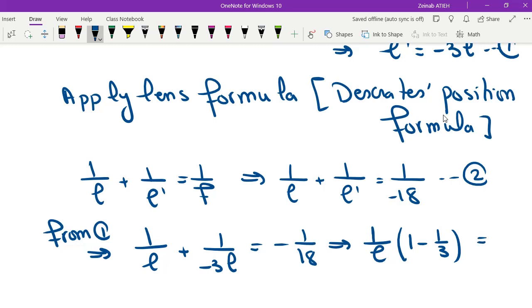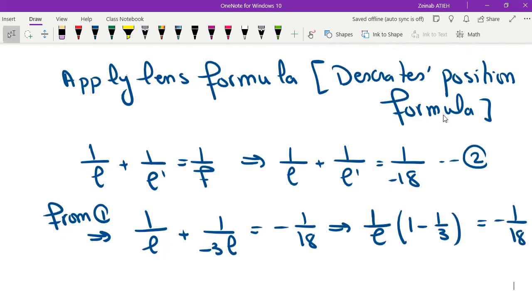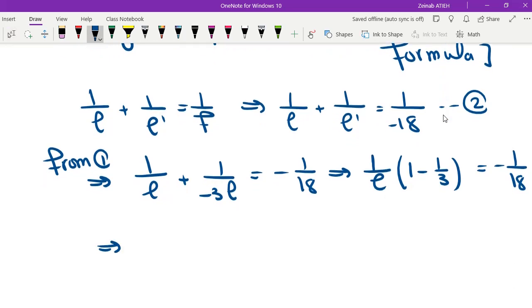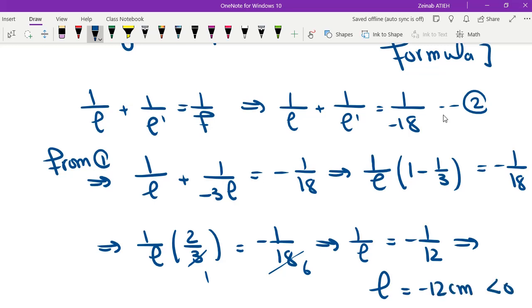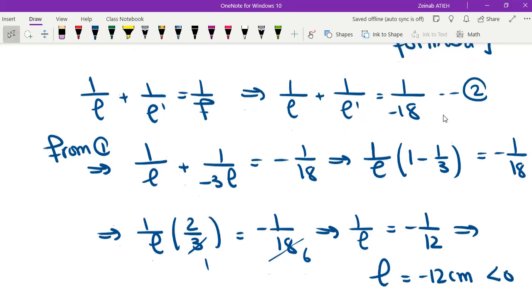1 minus 1 over 3 equals minus 1 over 18. We will get 1 over L into 2 over 3 equals minus 1 over 18. We will get 1 over L equals, now 18 divided by 6 gives me, 18 divided by 3 gives me 6, and 3 divided by 3 gives me 1, so I have 2 times 6, which gives minus 1 over 12, okay, like this. So we will get L equals minus 12 centimeter, which is negative as we expected. Okay, L is negative as we expected.